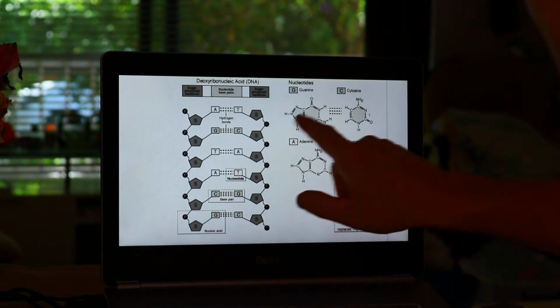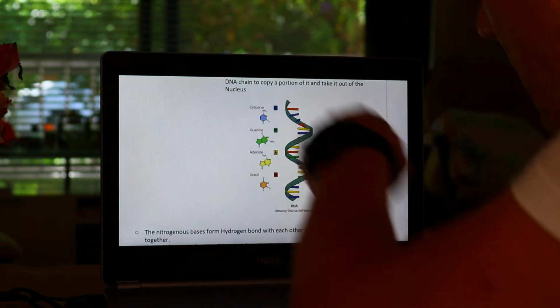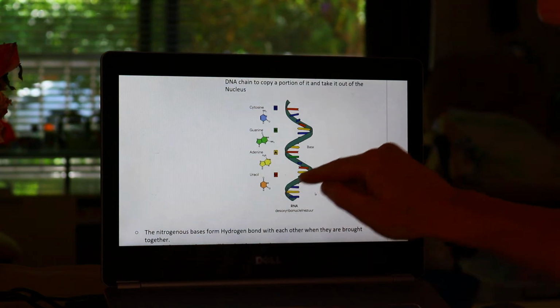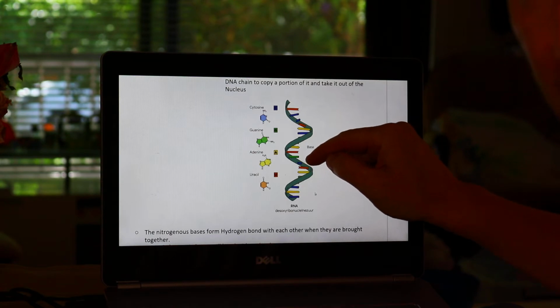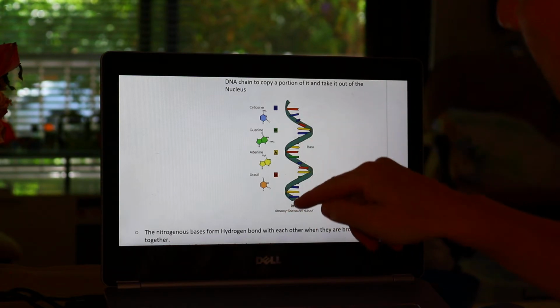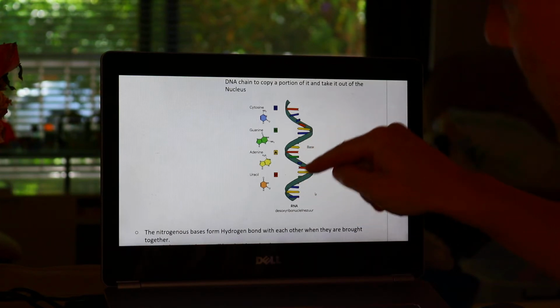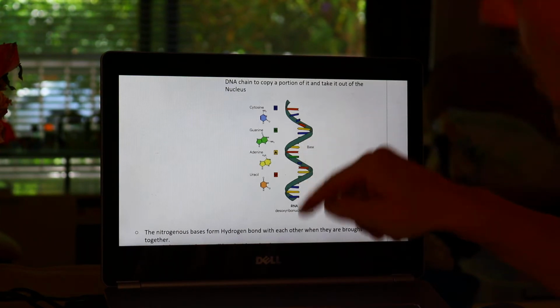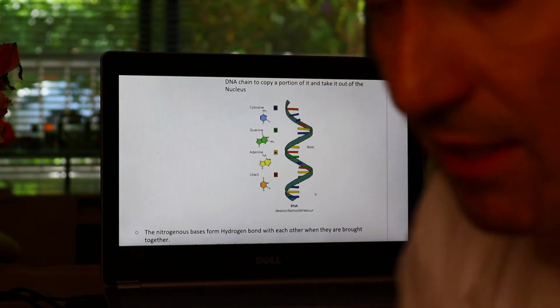RNA is single-stranded, so it's smaller. Here's an RNA molecule. It'll also have this helix, the backbone. It'll have basically the same structure as DNA, except it's missing the other half. So it'll have the sugar phosphate backbone with the nitrogenous bases sticking out. The only base you're not going to find is thymine. You're going to have uracil instead of thymine.